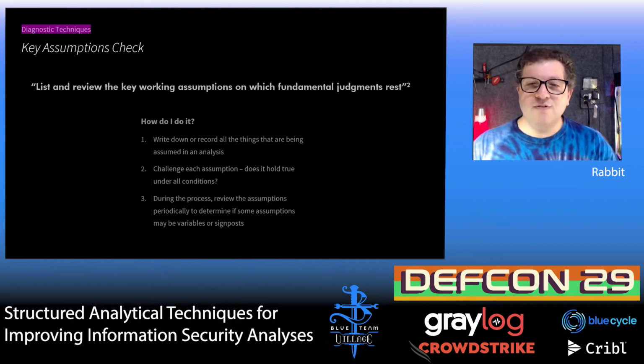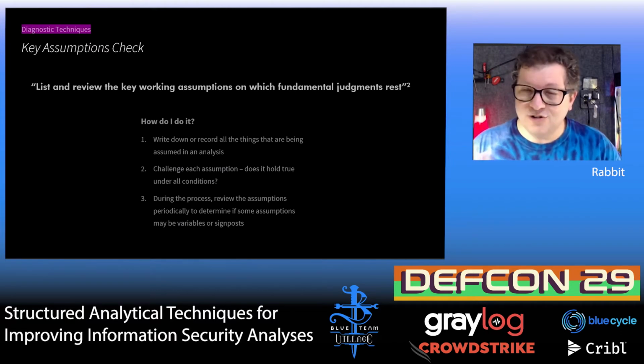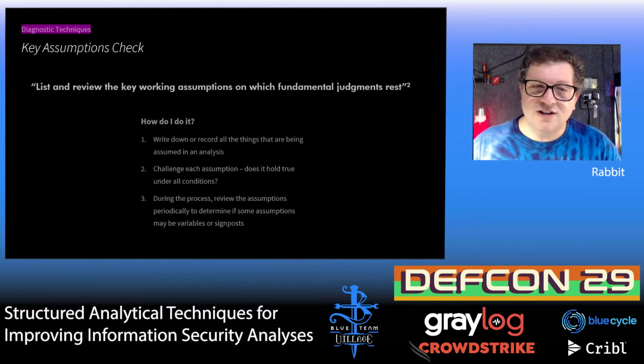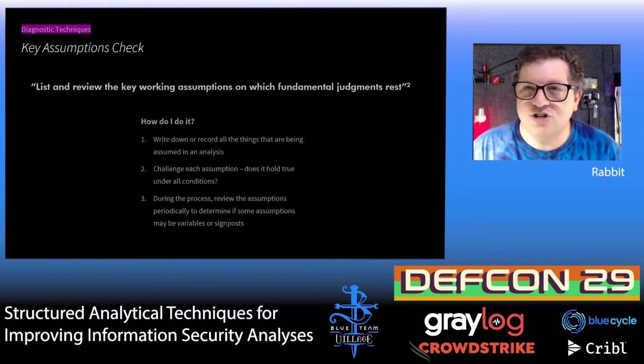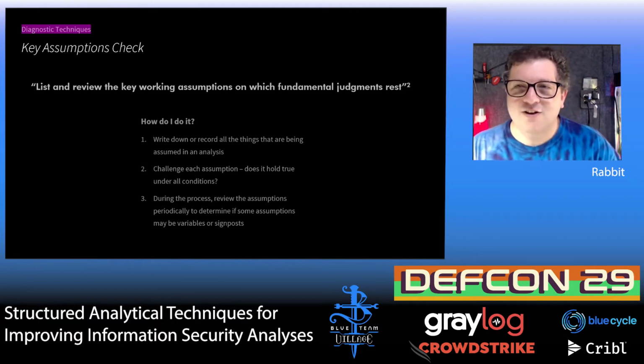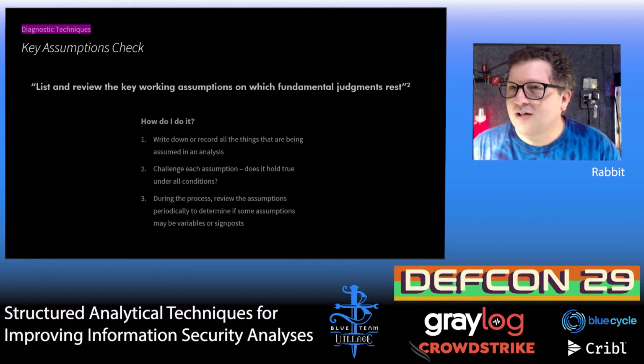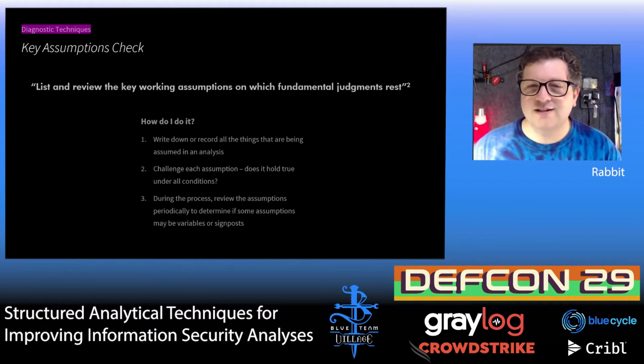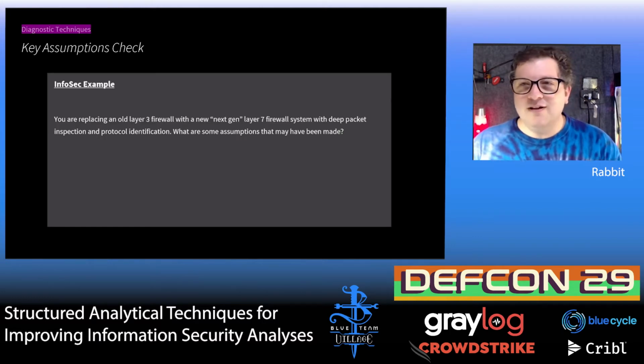You may review the assumptions periodically as you do the analysis, just to see if your opinion of them has changed. Maybe you discover you made an assumption you don't remember making or didn't think of as an assumption at the time, or maybe you need to do some rethinking about some of the stuff you had assumed in the first place.